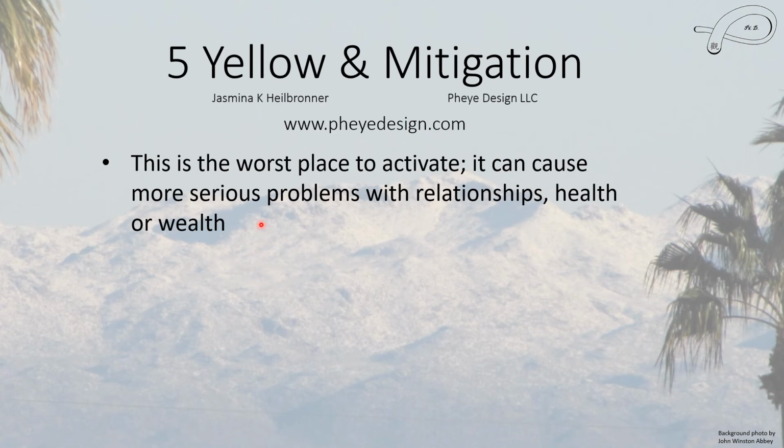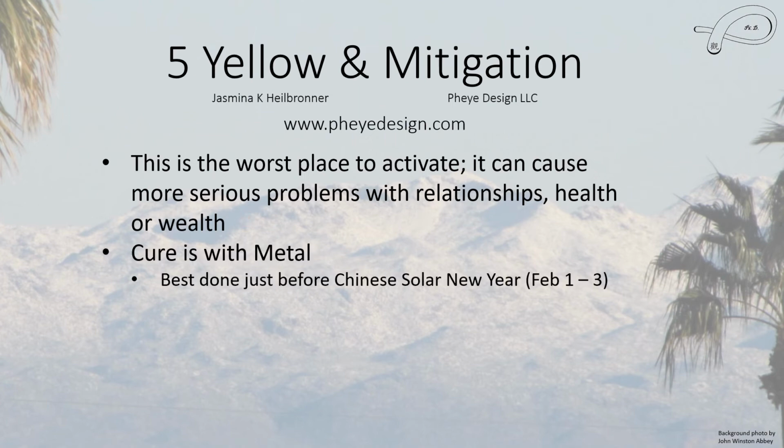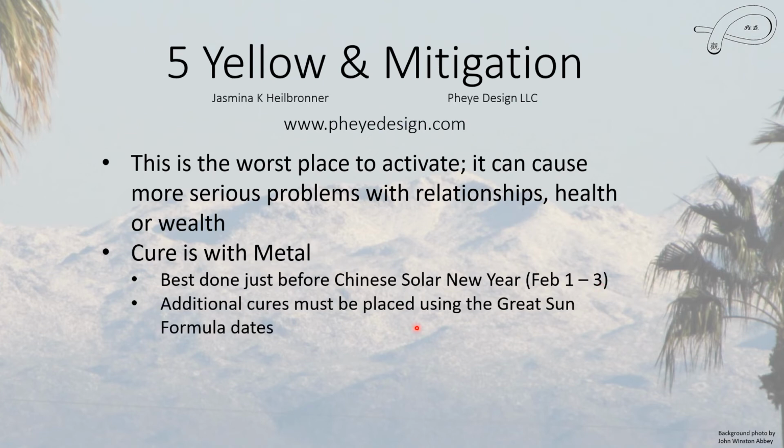The 5 yellow is the worst place to activate. It can cause serious problems anywhere in your life, and I would really try to avoid this one. But the nice thing is, this can actually be cured, and this is cured with metal, because it is really just the annual star 5. The best thing to do is do it right before Chinese Solar New Year. You put in about 50 pounds of metal. And if you have any other activations after that, you place additional metal, same amount, and using, again, the Great Sun formula dates.